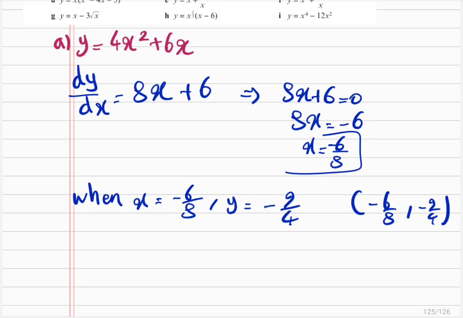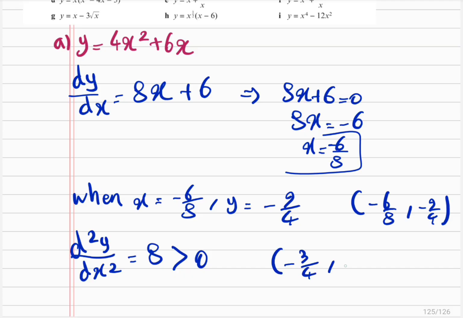So in this case, we first find the second derivative, d squared y by dx squared, which is simply 8. Now here, this example is an exception in a way, because your second derivative is a constant function which is always positive. So this simply means that the coordinates of the stationary point that we had, minus 3 over 4, minus 9 over 4, is a minimum point.